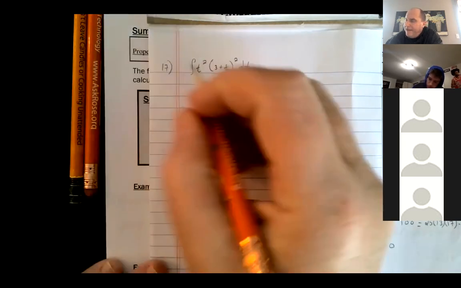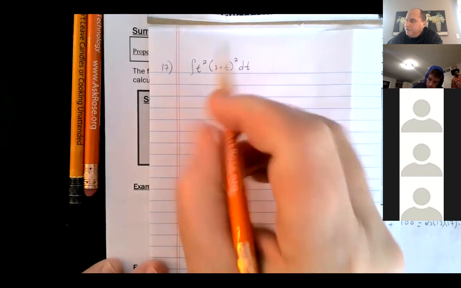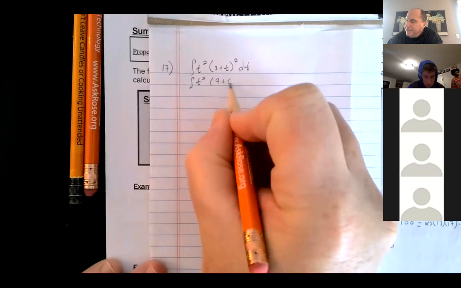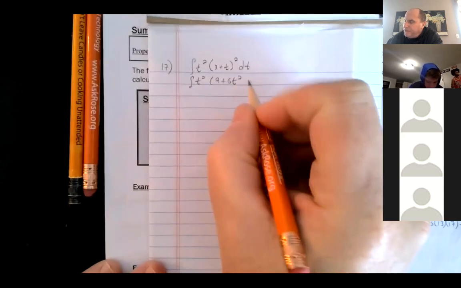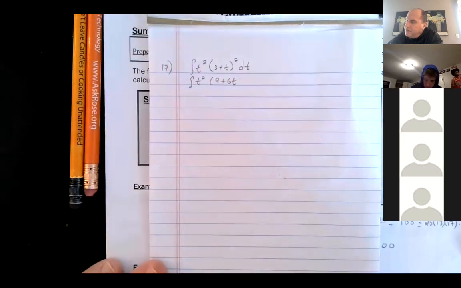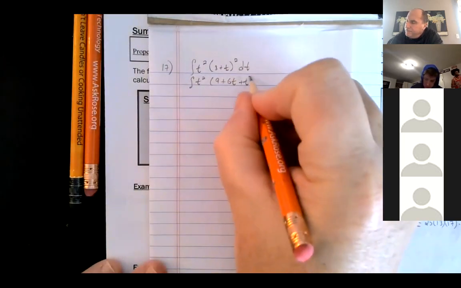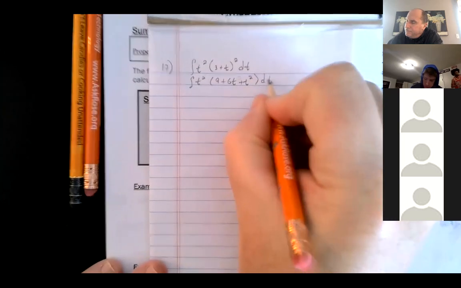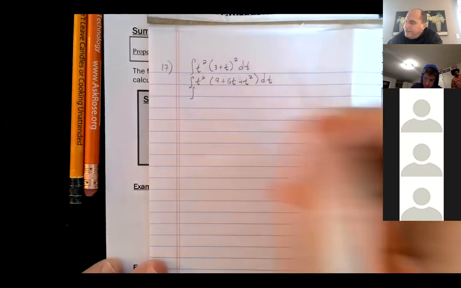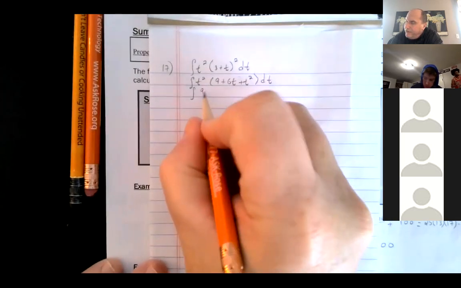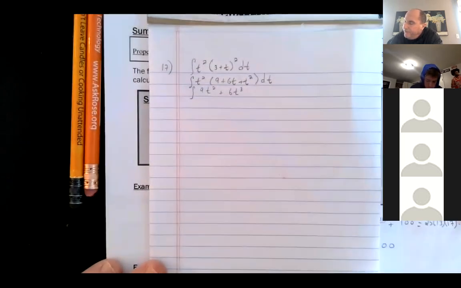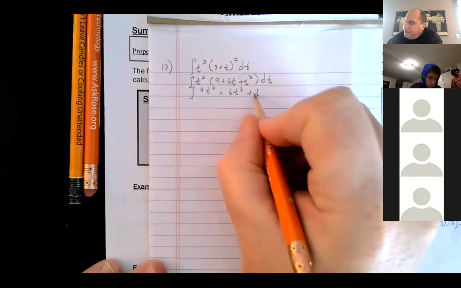So if I expand that, if I square this binomial, I get 9 plus 6t plus 6t plus t squared. So now if I distribute, I get 9t squared plus 6t cubed plus t to the 4th dt.